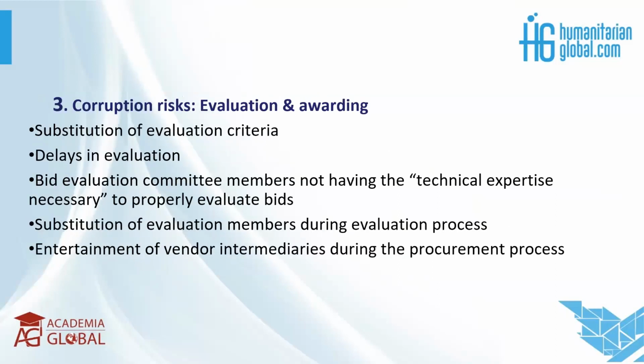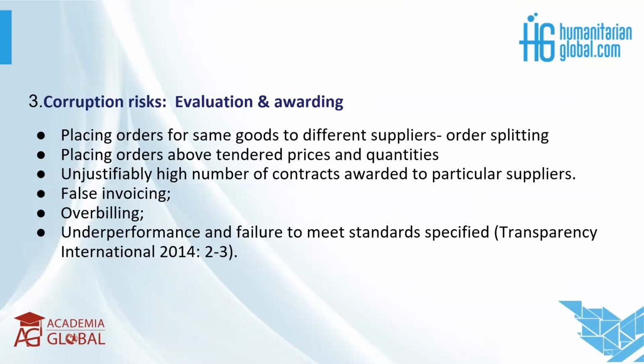Sorry. We ended up at entertaining vendor intermediaries during the procurement process, and we're still going to talk more on that bit of evaluation and awarding. The other one is order splitting, or placing of orders for the same goods to different suppliers. So in that case where I spoke about the maize, you're supposed to procure 100 bags of maize.